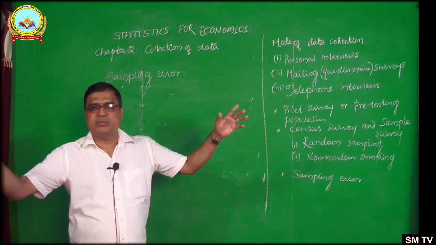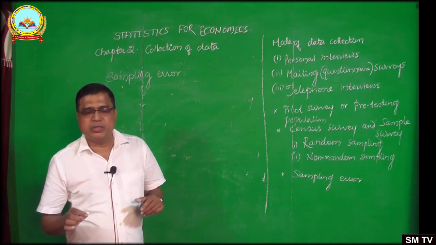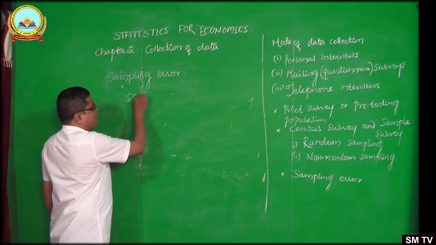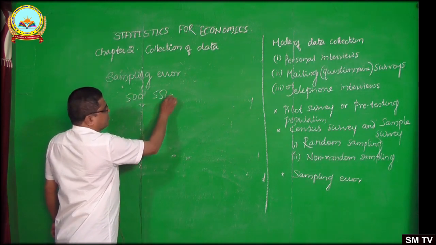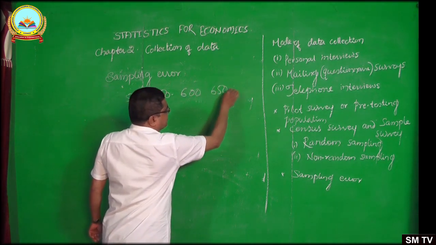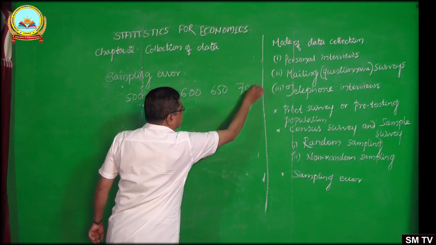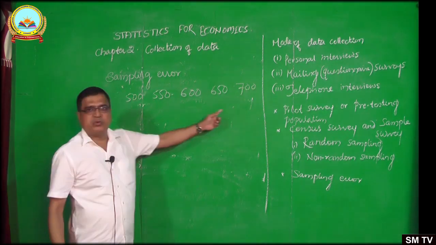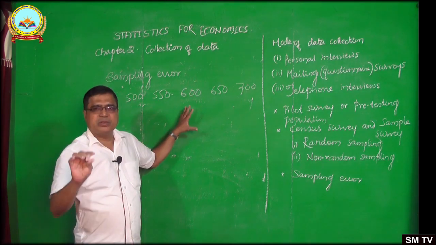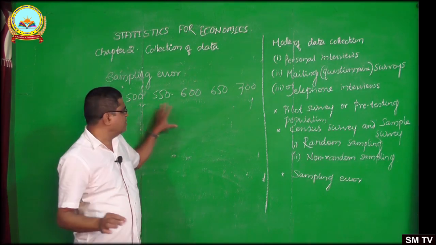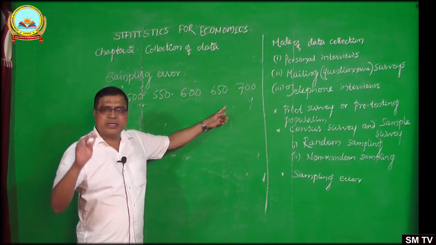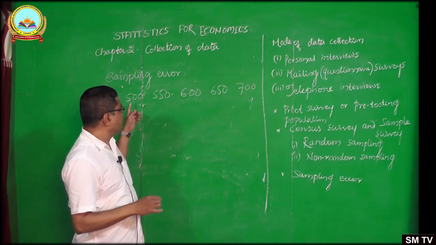Their income is given. Five farmers' income has actually been given. What are the incomes? 500, 550, 600, 650, 700. So that is the income of the five farmers. In the very simplest manner, they have given this example. So five farmers, their incomes have been given.